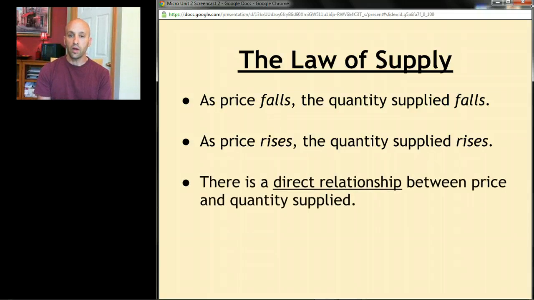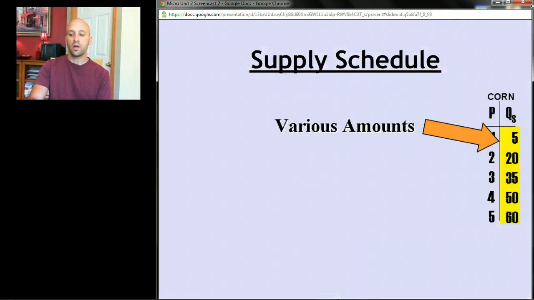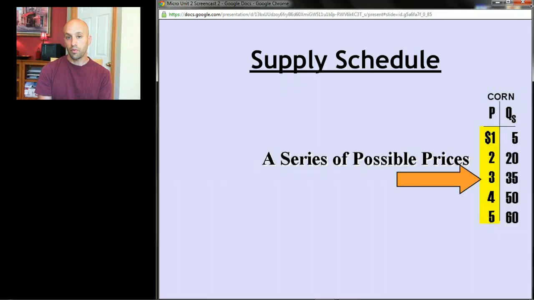Notice here that there's a direct relationship between price and quantity supplied. Unlike demand, they don't move in opposite directions, they tend to move in the same direction. And again, you can see that by looking back to the supply schedule. Notice as the price goes up from 1 through 5, the quantity supplied goes up as well.